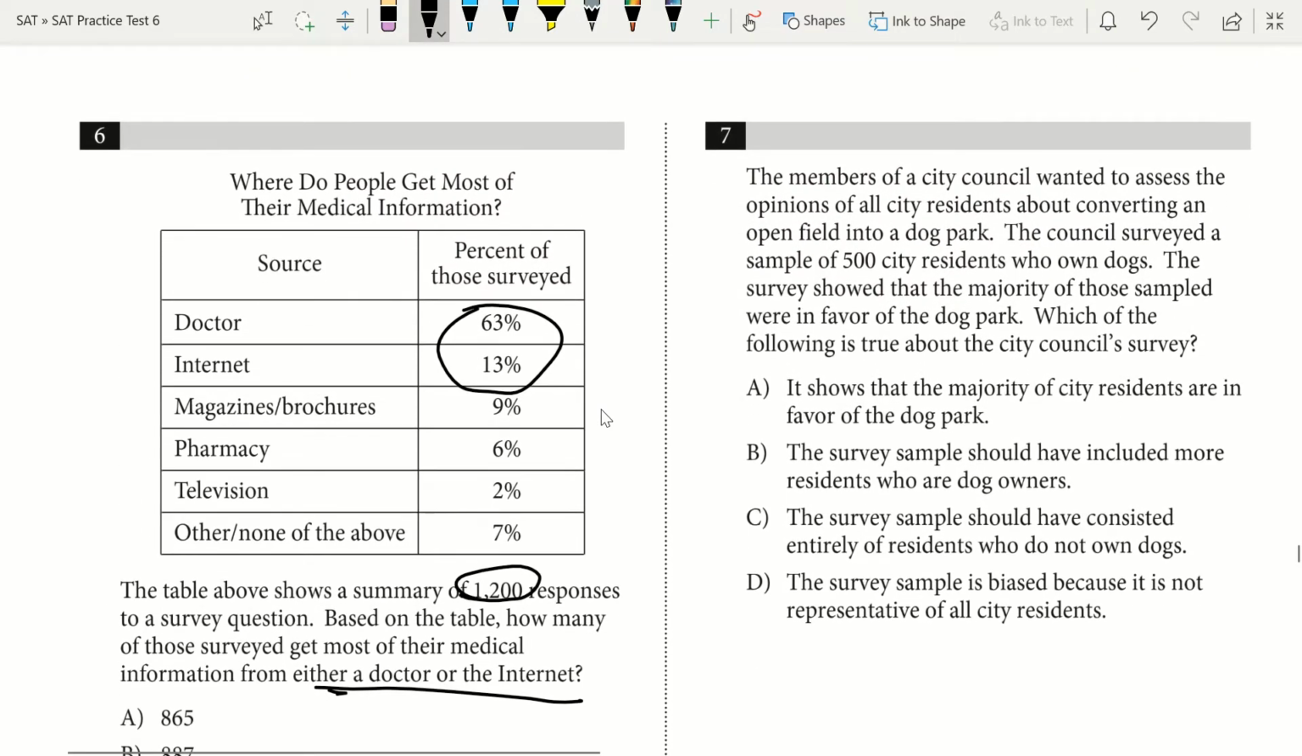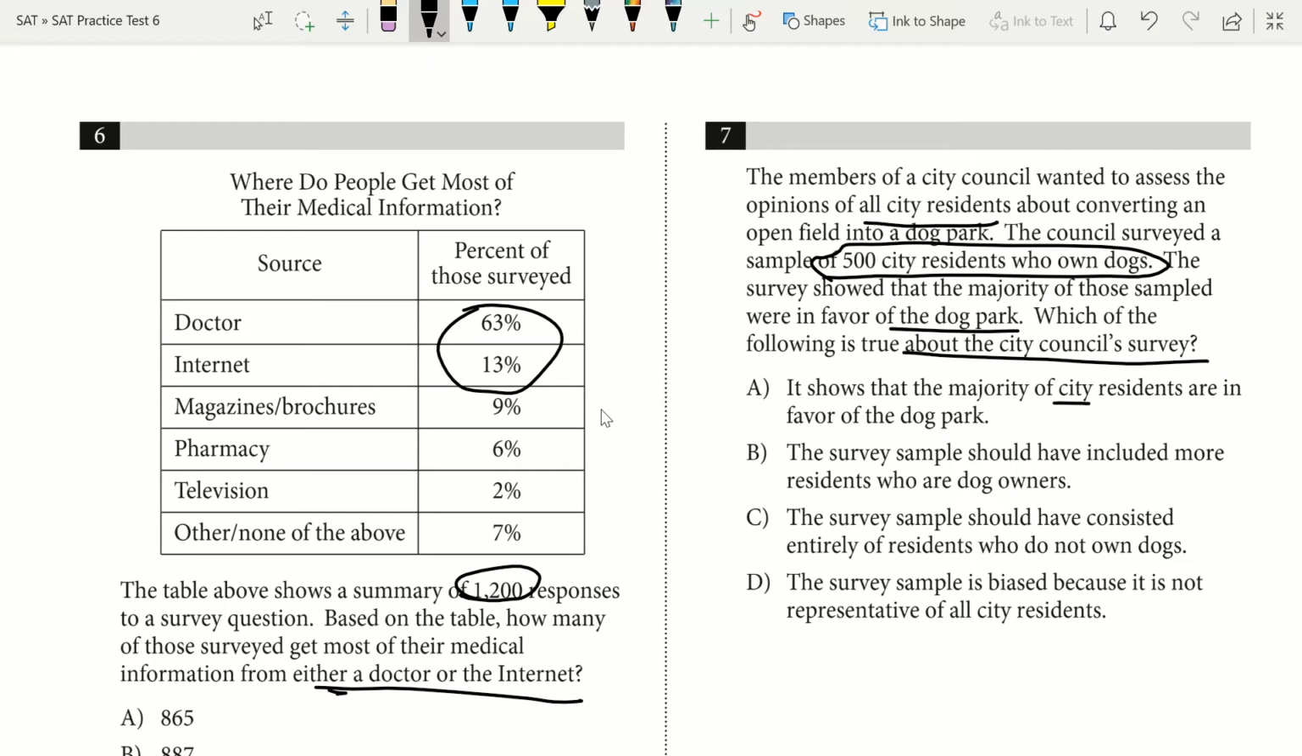All right, question 7. The members of a city council wanted to assess the opinions of all city residents about converting an open field into a dog park. The city council surveyed a sample of 500 city residents who own dogs, so that tells me it's going to be a biased sample. The survey showed the majority of those sampled were in favor of the dog park. Which of the following is true about the city council survey?